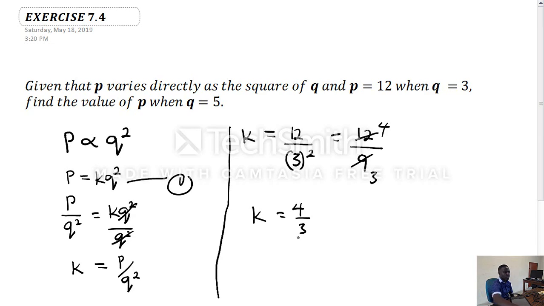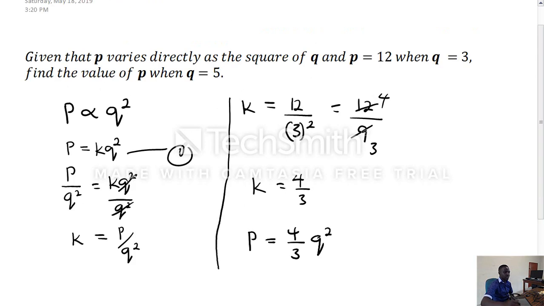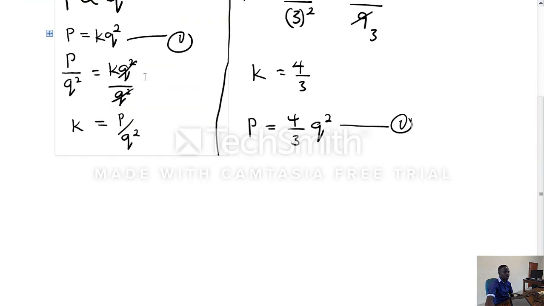So our constant is 4 over 3. Resubstituting it back into equation 1, you have the relationship to be P is equal to 4 over 3 Q squared. We have gotten the relationship between P and Q, and we are asked to find the value of P when Q is equal to 5.